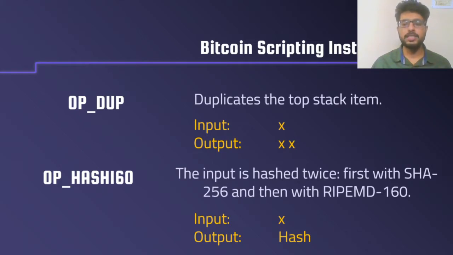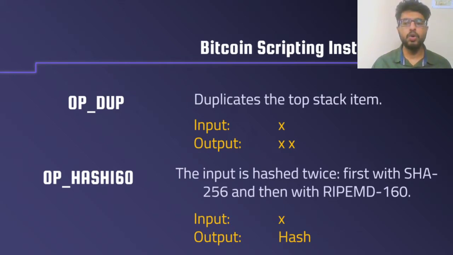The most common script in Bitcoin is the Bitcoin transaction validation script. The sender of the coins simply specifies the public key of the recipient, and the recipient, to redeem the coins, has to specify a signature using that specified public key. Now let's look at some of the common Bitcoin scripting instructions.